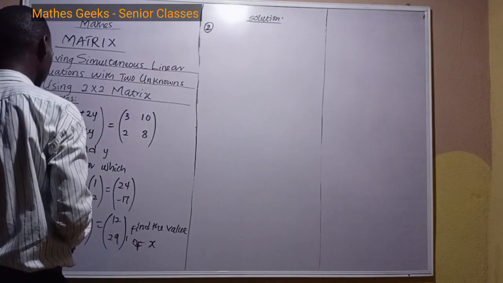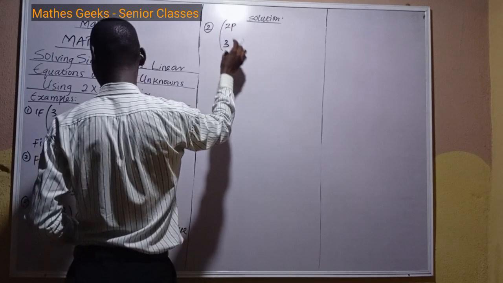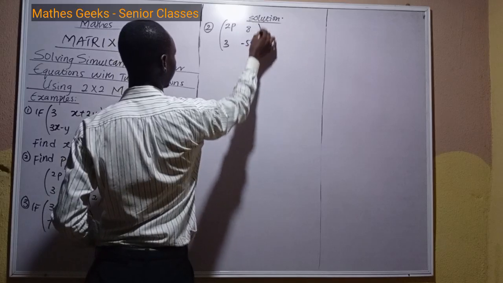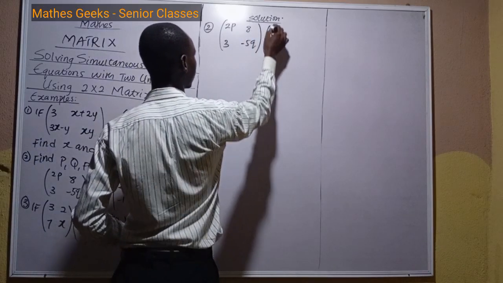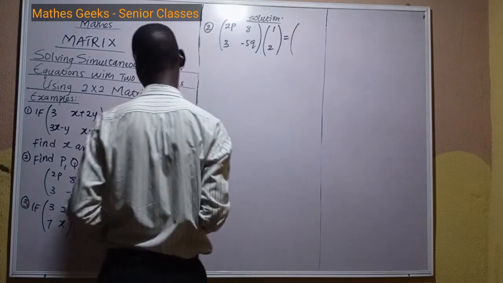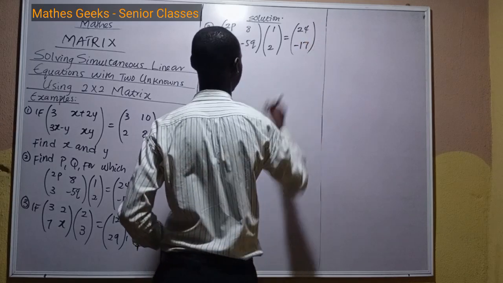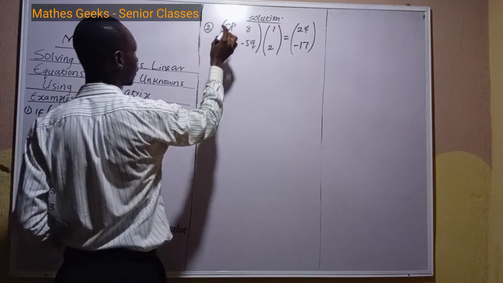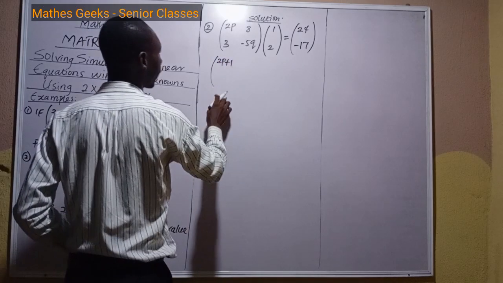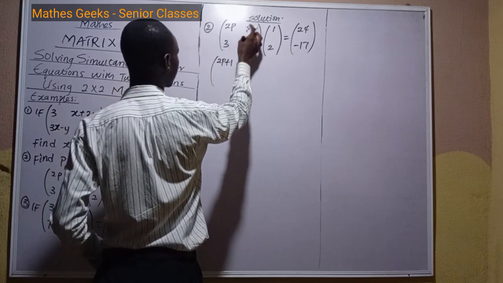Find p and q for which the matrix product holds: 2p, 3, 8, minus 5q, times 1, 2, is equal to 24, minus 17. So when we multiply, 2p times 1 gives us 2p, plus 8 times 2 gives us 16.